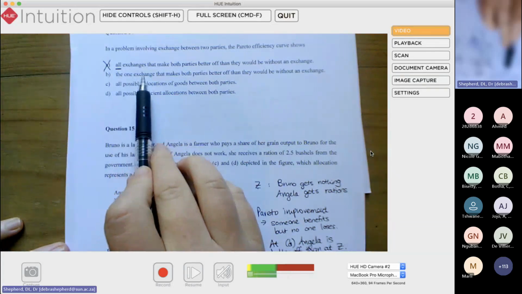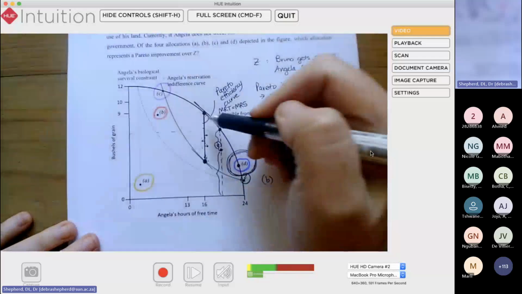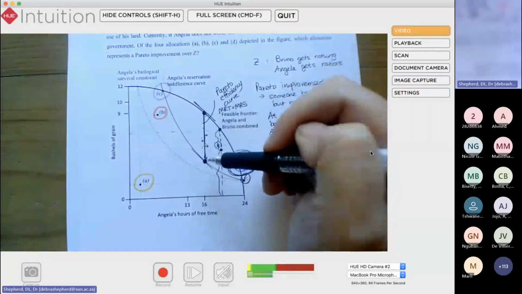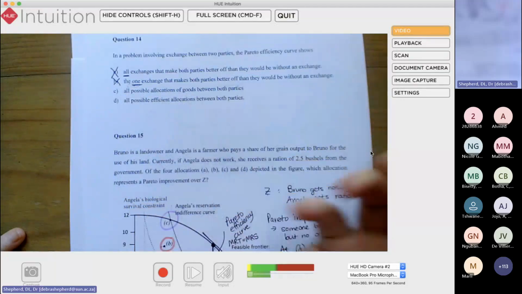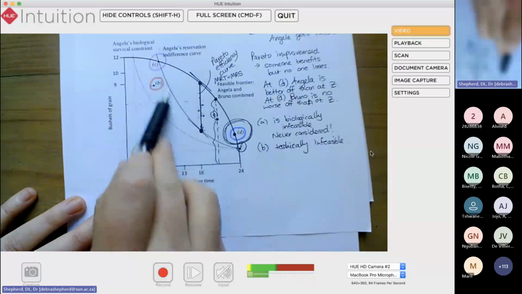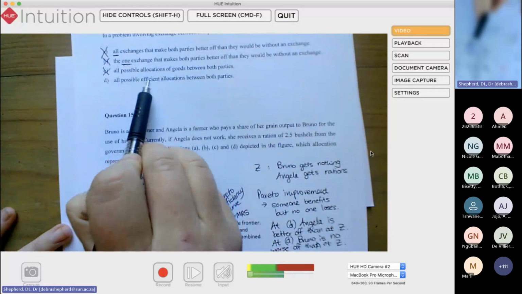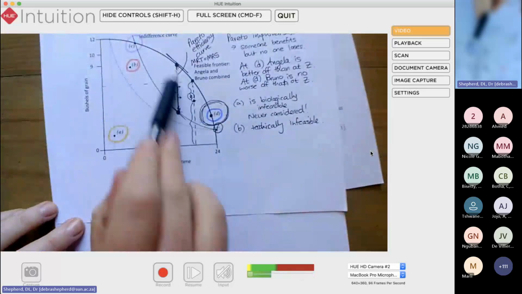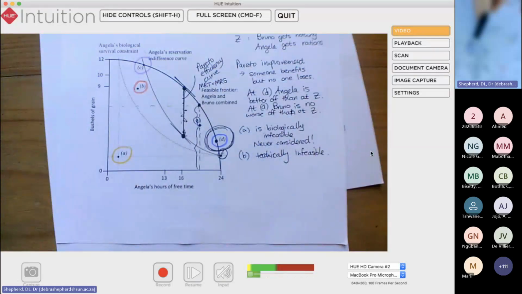B says the one exchange. So the Pareto efficiency curve shows the one exchange. That is incorrect because the Pareto efficiency curve shows a range of options. It doesn't just indicate one option. These are all potential options. So B is incorrect because it says one. C says all possible allocations of goods between both parties. That is incorrect. What we see is all of the allocations in the economically feasible set are potential allocations between these two groups of people. D says all possible efficient allocations. That is correct. Okay, so making a deal is an improvement over no deal, but only some of those deals will be efficient.